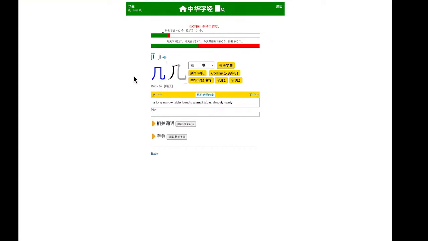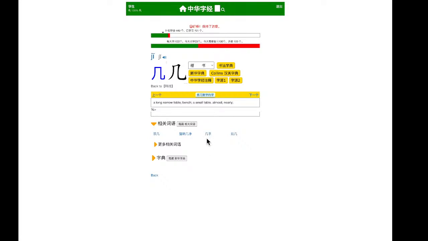The second pronunciation is 几. 几 means a very long, narrow table, called a 几, or bench, a small table. If you use it to serve tea, we call it 茶几. And then there's a 成语 called 窗明几净, that means the window is clear and the tables are clean. This 几 refers to table.